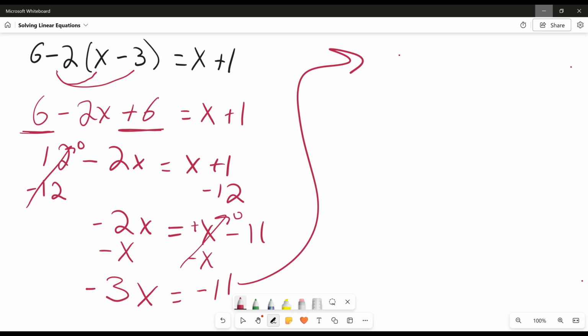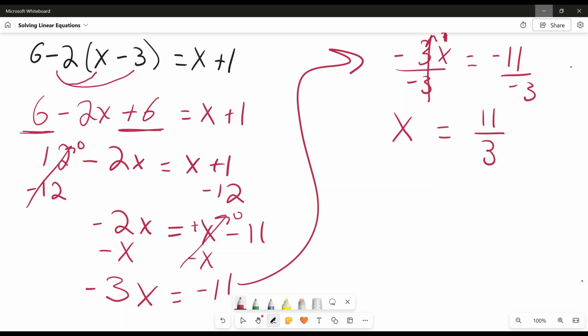Let me take this problem up here. I'm just rewriting it. Now, my x is still not by itself. It's being multiplied by negative 3. So the opposite of multiplication is division. So I'm going to divide by negative 3 from both sides. So I'll get x equal to 11 over 3. Keep in mind that negative divided by a negative is positive, and that's my answer.